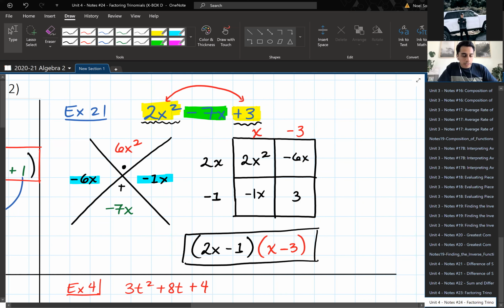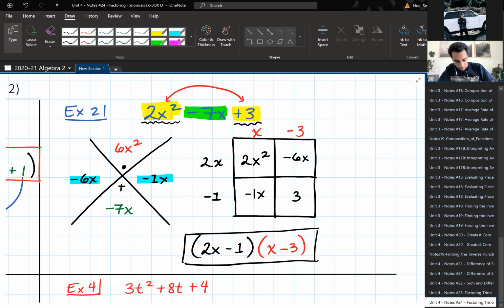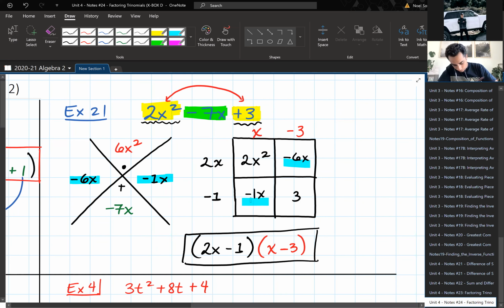Question about when we put the negative 6x and the negative 1x in the square, does it matter which side we put them in? No, as long as they're on the diagonal. They have to be on the diagonal, these two diagonals here. This box and this box.